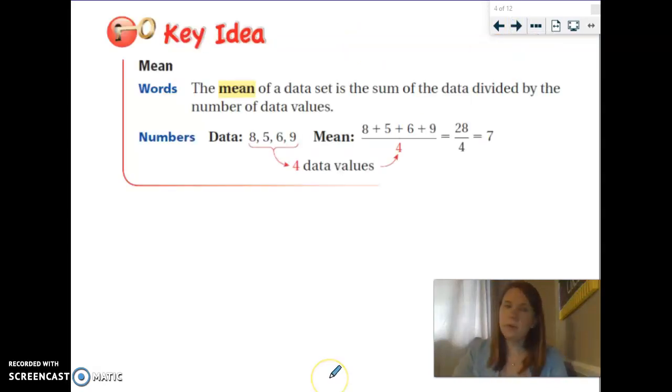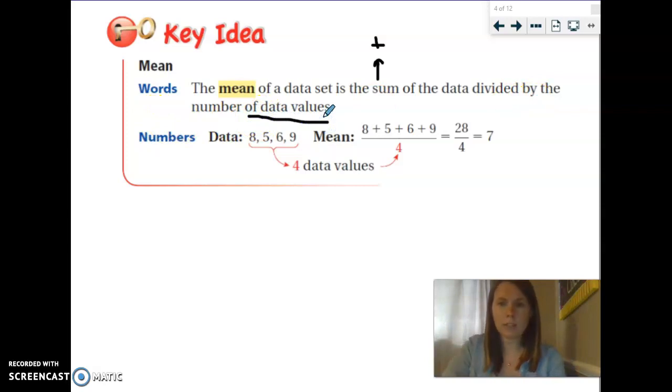Okay. So if we're looking at my mean, the mean of a data set is the sum of the data divided by the number of data values. Remember that sum means the operation of addition. So when you're taking a look at your data sets, you are going to add all the numbers together. So I'm adding the 8 plus the 5 plus the 6 plus the 4. And then you divide by the number of data values.